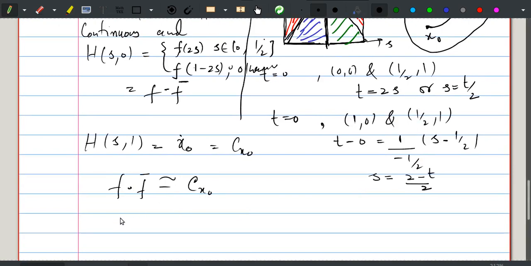Now again, it is a home assignment for the viewers, to prove that the product of f inverse with f is homotopic to c of x1. Again, one has to exhibit such a homotopy.